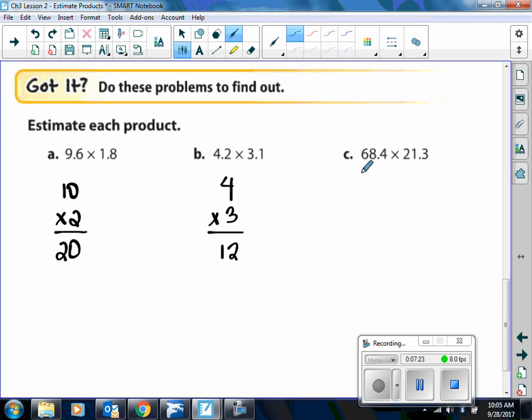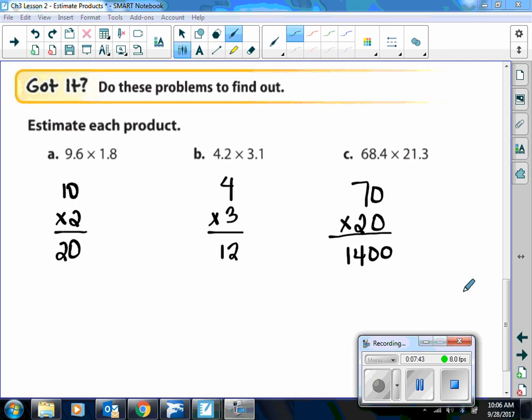So for letter C, what am I going to round the first one to? What's the greatest place value? The greatest place value is the tens place. So this is going to be about 70. All right, you guys finish this and then I'll show you the rest of it.